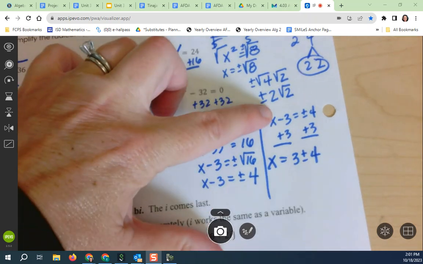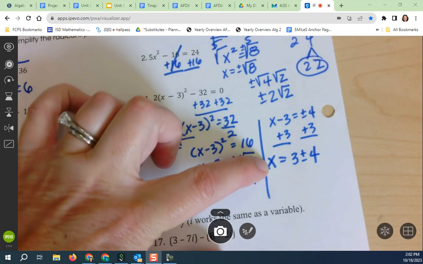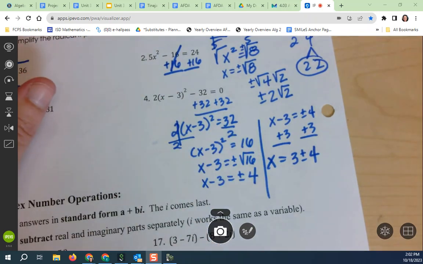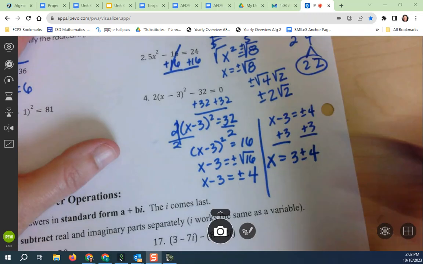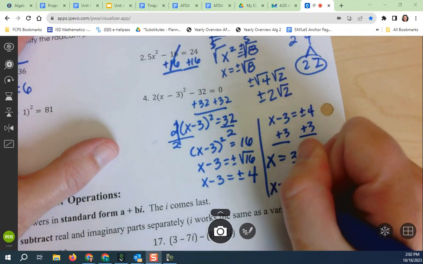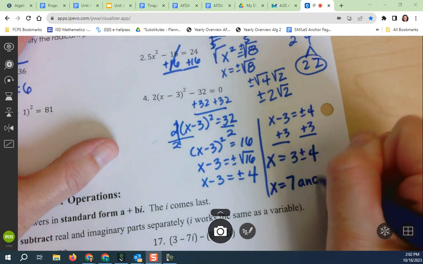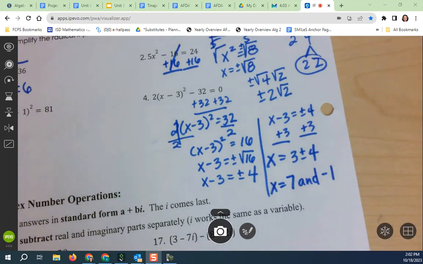So I was here, and then I was there. 3 plus 4 gives me what answer? 7, and 3 minus 4? Negative 1. So x equals 7 and negative 1.